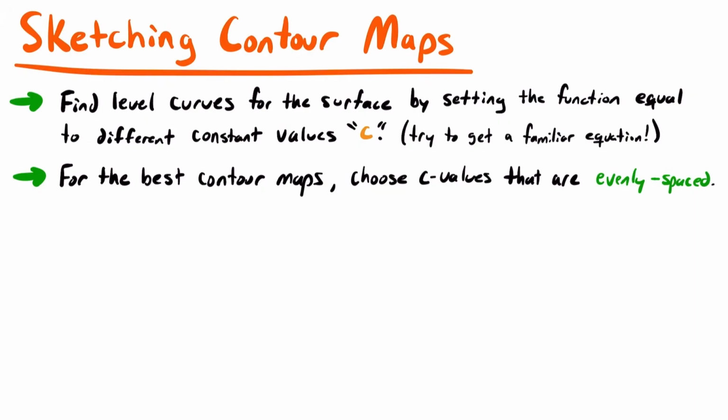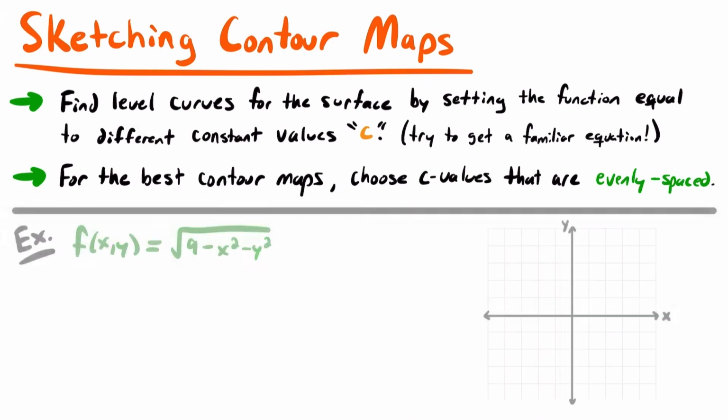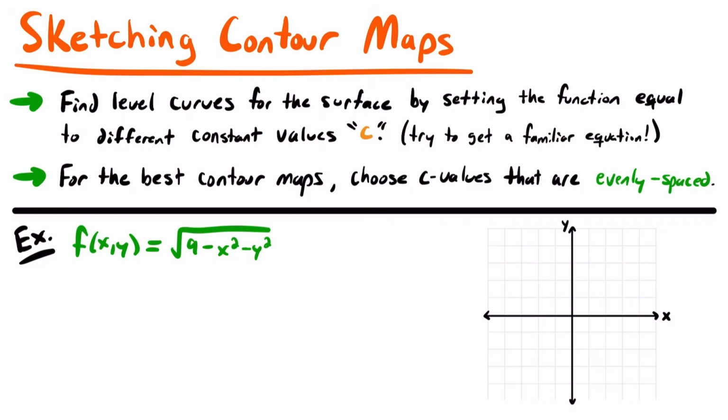All right, and if you're not quite following me yet, don't worry. We're going to take a look at an example. Let me show you what this process looks like. For this example, our multivariable function f of x, y is equal to the square root of 9 minus x squared minus y squared. Now you could rewrite this function using the dependent variable. You could say that z is equal to the square root of 9 minus x squared minus y squared.